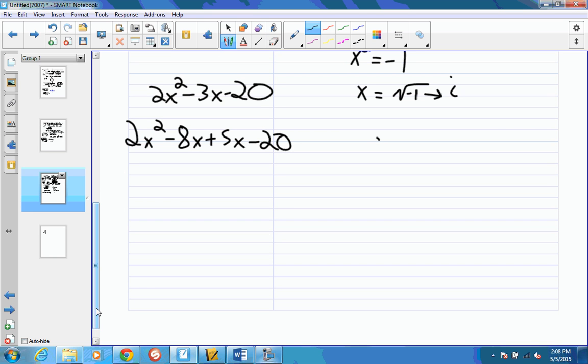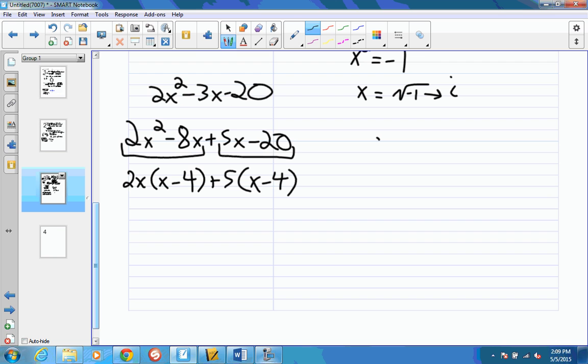Then I'm going to work with each of these, okay? So what can I pull out of this first one? I can pull out a 2x, right? Okay, let's pull out a 2x. Good, so 2x leaves me with what? X minus 4, good. The 5. You want to pull a 5 out of that? Yeah. So plus 5, x minus 4. Meaning my new factors are x minus 4 and 2x plus 5.